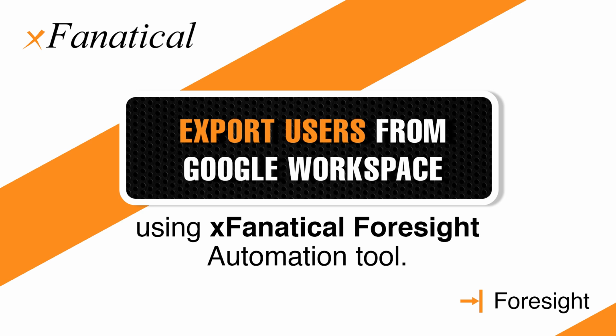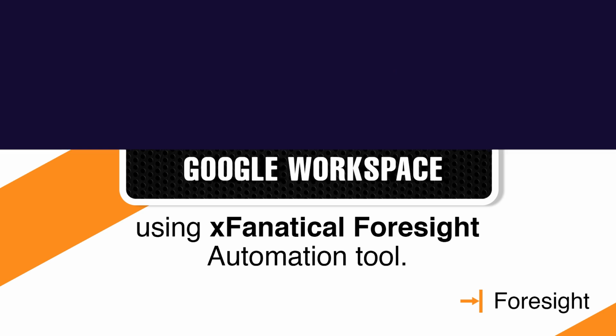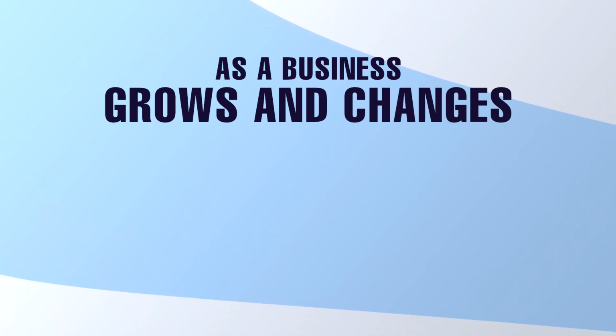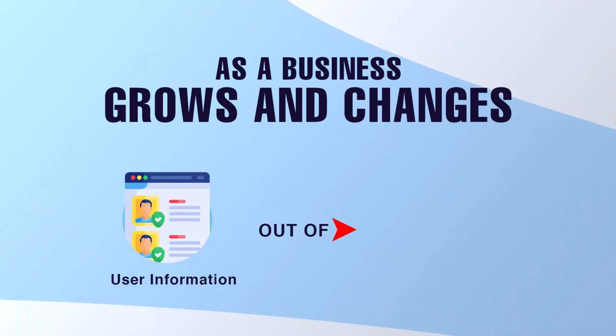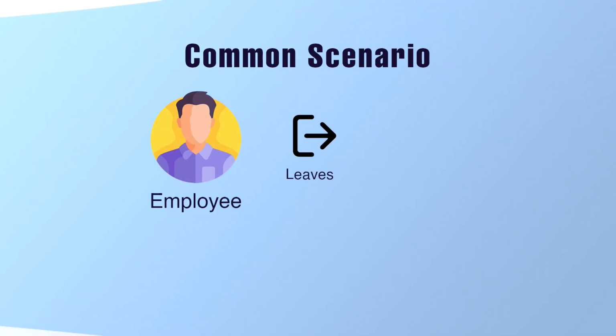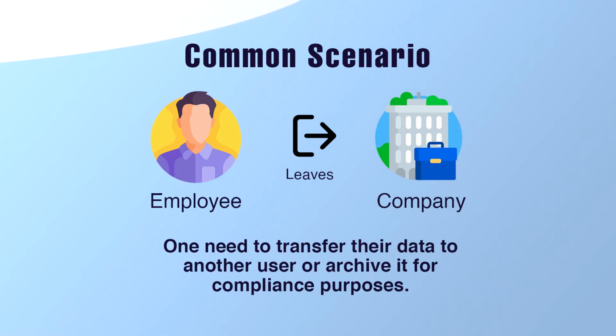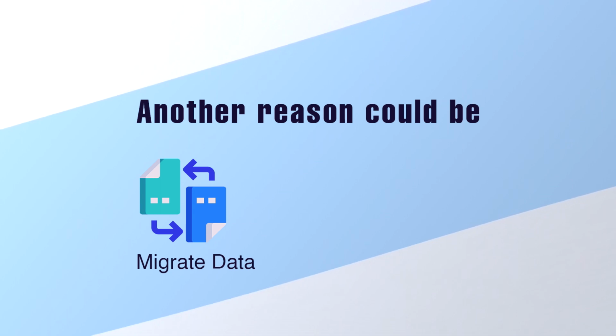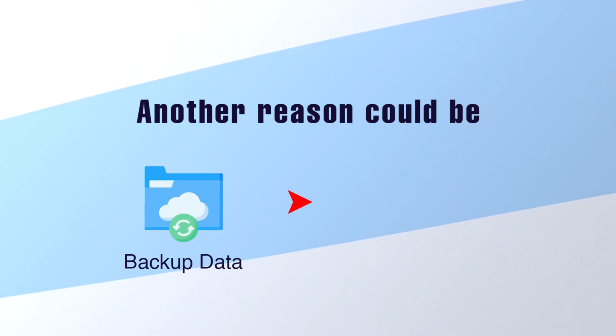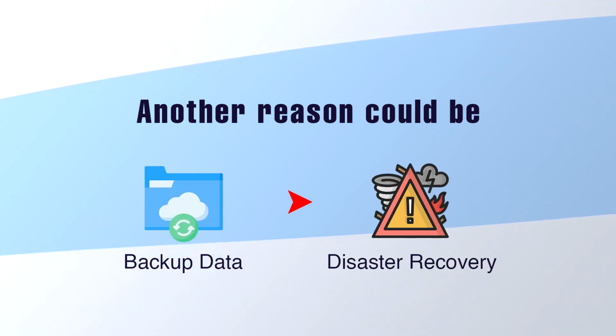In this short video, I will demonstrate how to export users from Google Workspace using xFanatical Foresight Automation tool. As a business grows and changes, you might need to move user information out of Google Workspace. One common scenario is when an employee leaves the company and you need to transfer their data to another user or archive it for compliance purposes. Another reason could be the need to migrate data to a different platform or backup data for disaster recovery purposes.